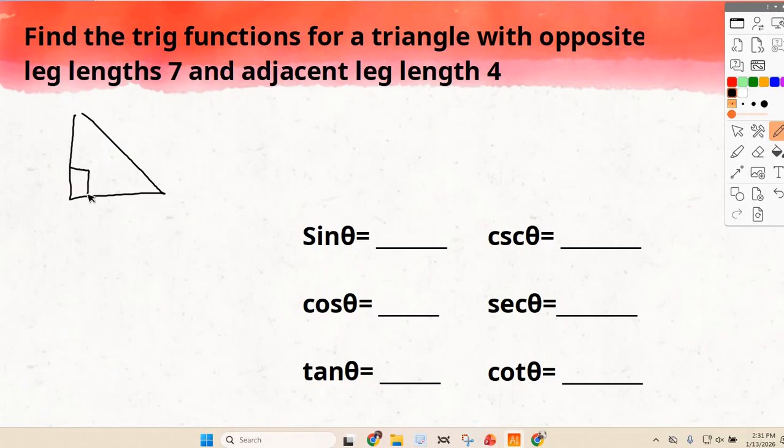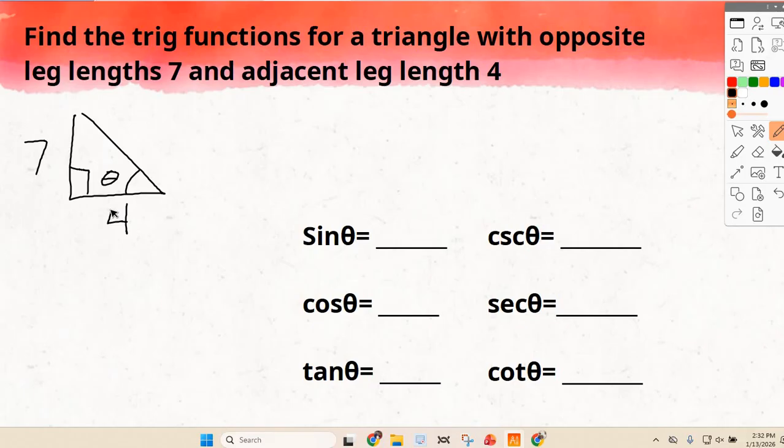Does it matter where I draw my theta? Remember, theta just means angle. Can I draw it on either one of these two? Yep, the only thing we have to be careful about is, depending on which one you drew it on, I need to make sure that the opposite of that angle is 7 and the adjacent is 4. If I had drawn it on the top, then those two side lengths would have switched.